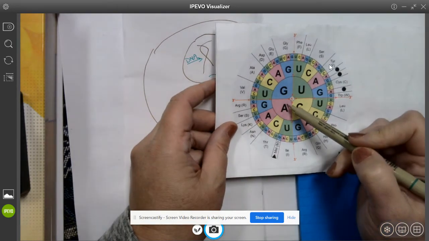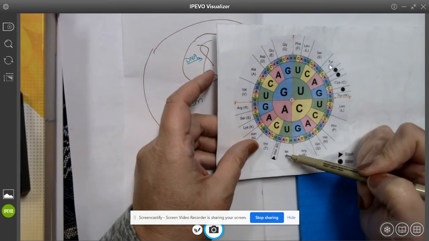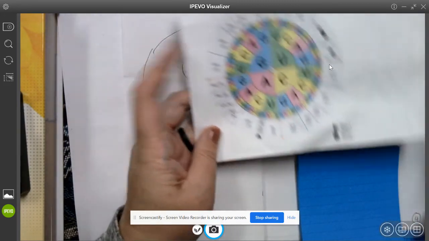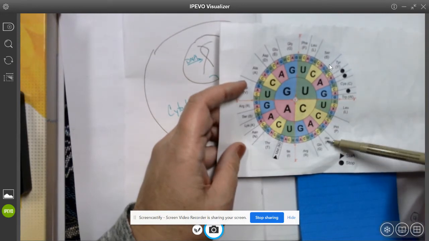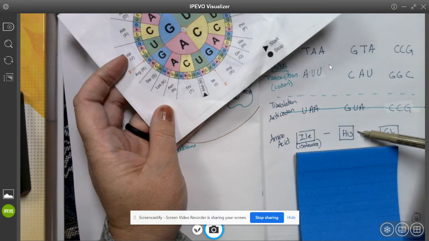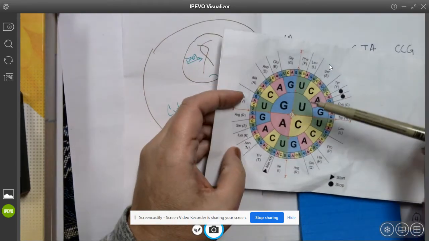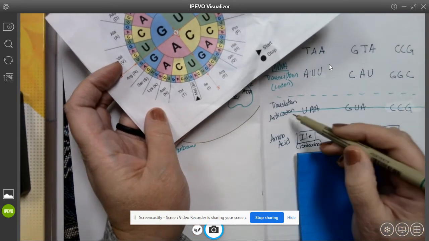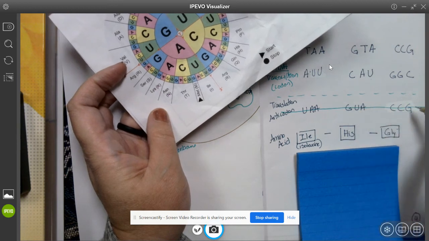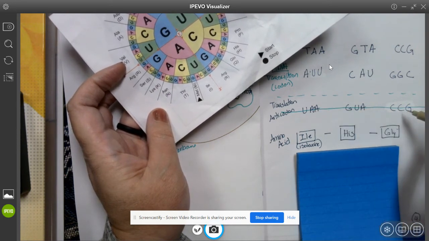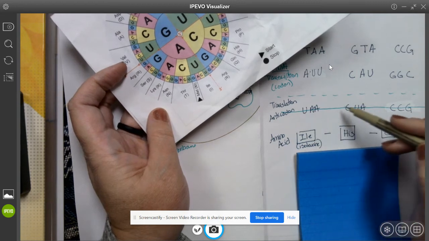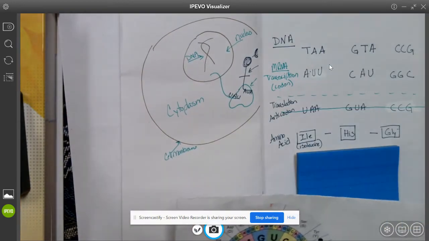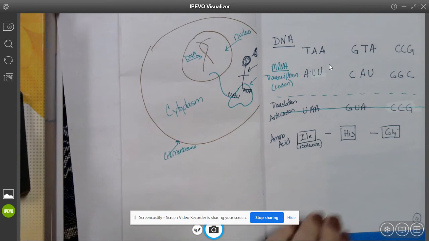AUU. AUU gives you ILE, which is isoleucine. CAU. CAU gives us histidine. Great. GGC. GGC gives us glycine. Now, you may not think it's important to actually cross out the transfer RNA, but I recommend it. Like, I physically have to cross it out so I don't accidentally decode off of the transfer RNA by mistake. All right, let's take another look here.